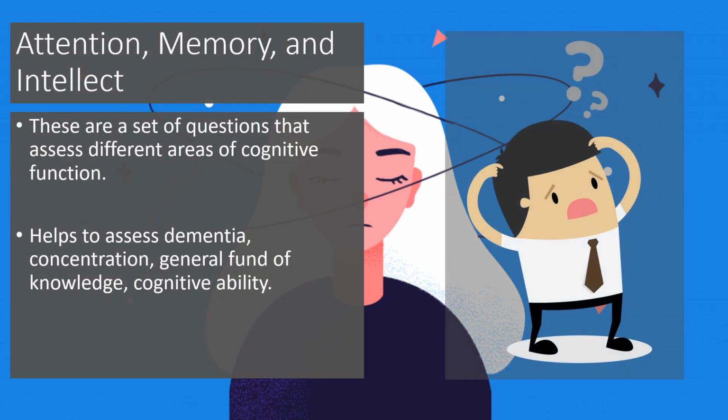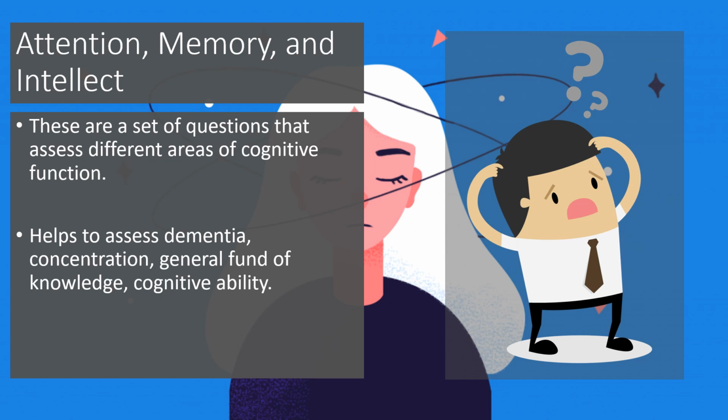Attention, memory, and intellect. This is actually another big section of the cognitive assessment of a patient. These are a set of questions that assess different areas of cognitive function. A big part of this is the assessment of dementia. For those of you familiar with the Mini-Mental Status Exam, it's a very specific set of questions that are all related to testing cognitive function.